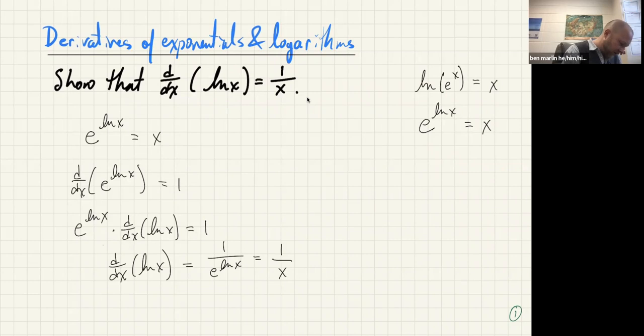Let's see if I can put a little rectangle around this, make it look all fancy. Fancy-ish. Okay.